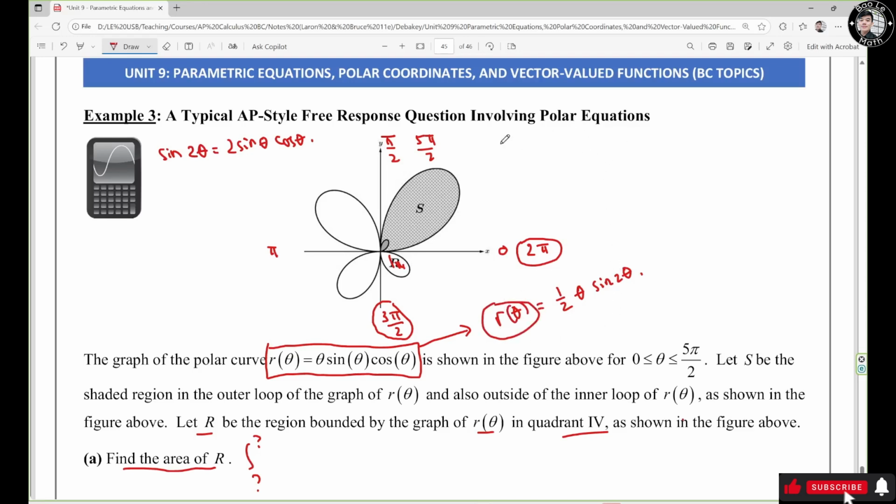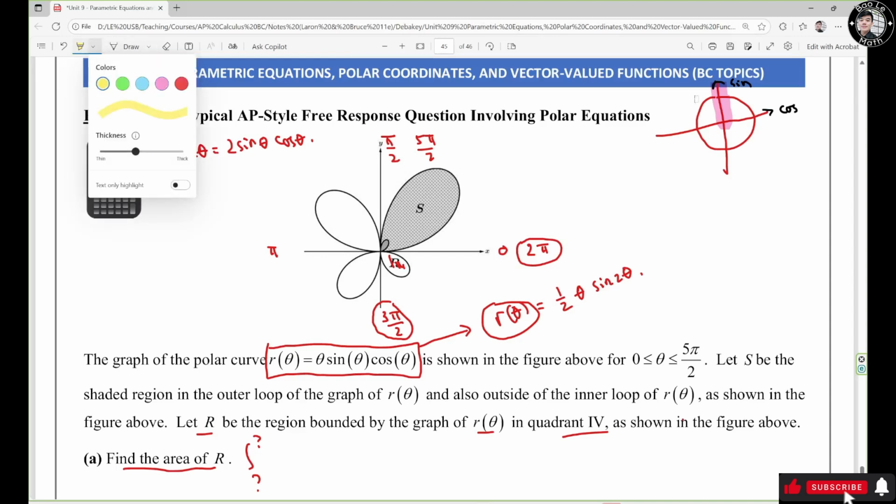So you know that the unit circle has the y-axis representing the sine function and the x-axis representing the cosine function. So anything above the x-axis would be a positive value for the sine function. Anything below the x-axis would be a negative value for the sine function.